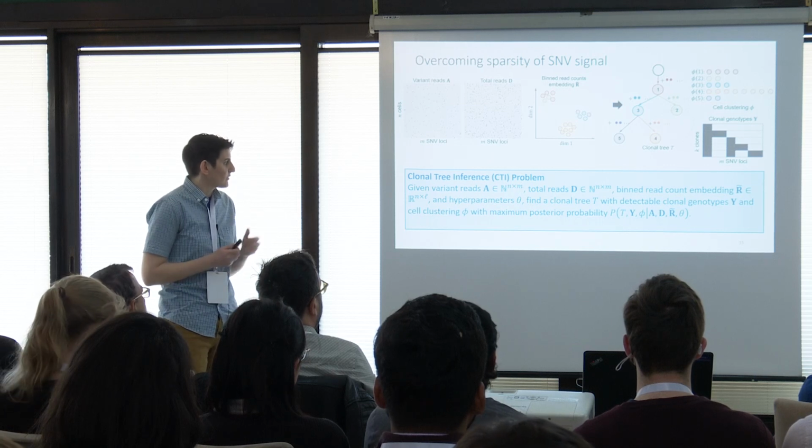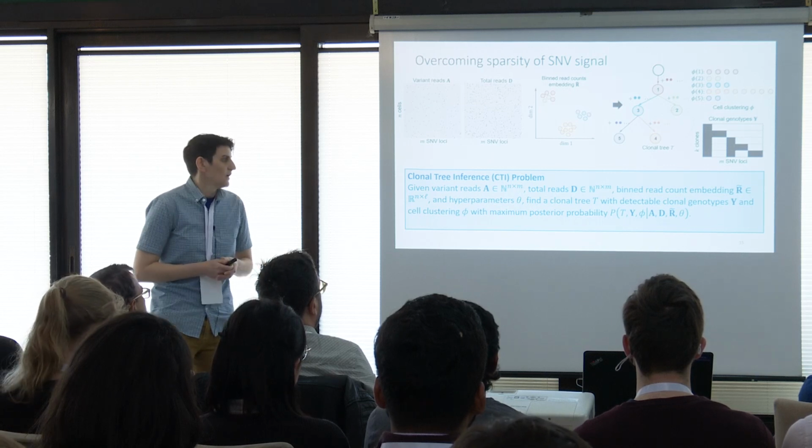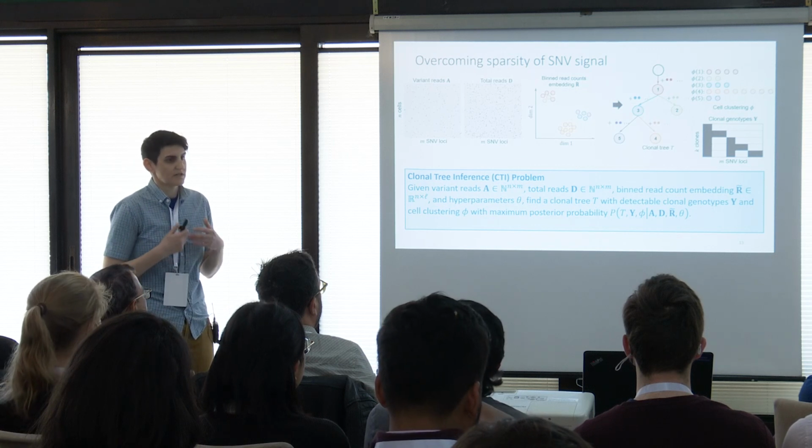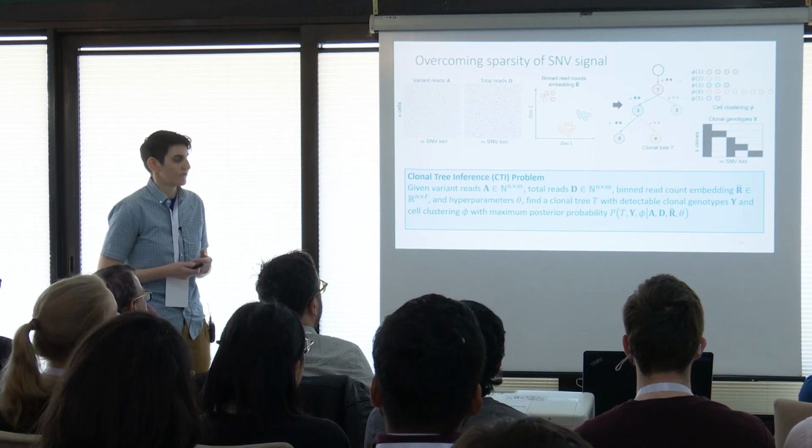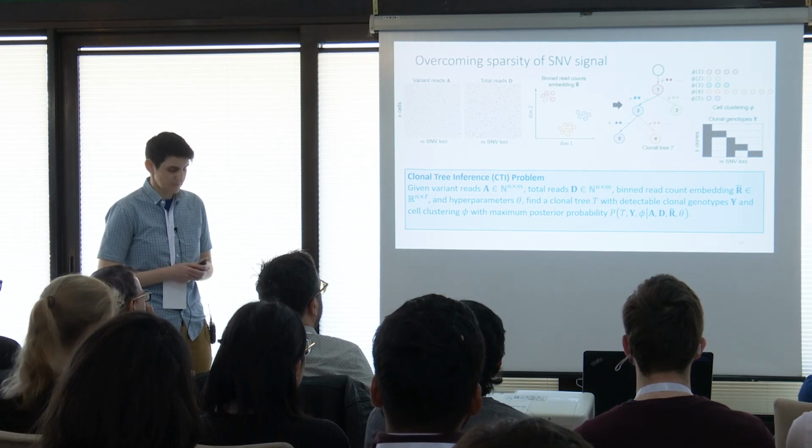So what do I mean by detectable clonal genotypes? Basically, because the data is so sparse, we want to make sure that we're not overfitting. We want to make sure that we have enough data in support of our inferred clones, and I'll go into a little bit more detail about what this means later on.